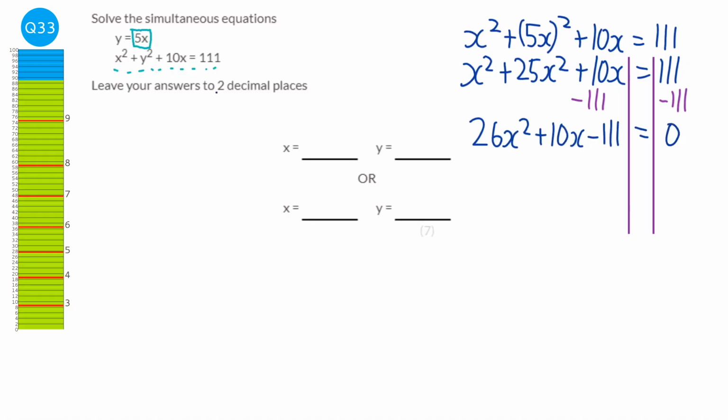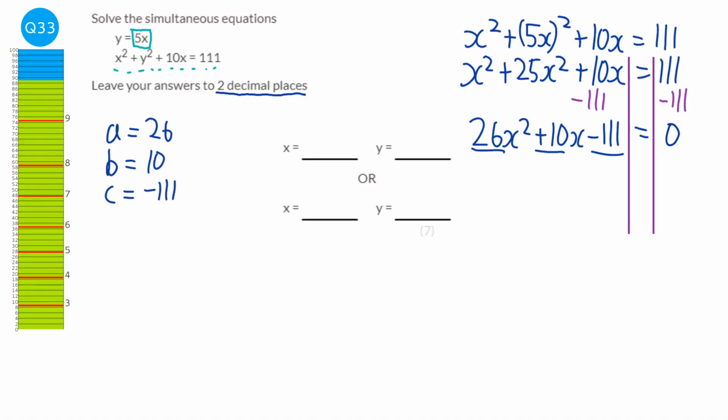So looking at the question, it says 2 decimal places. It's a calculator question. Chances are we're going to be using the quadratic formula. So for the quadratic formula, we need to find out what a, b and c are. A is the coefficient of the x squared, which is 26. B is the coefficient of the x, which is 10. And c is the number on its own, which is minus 111.